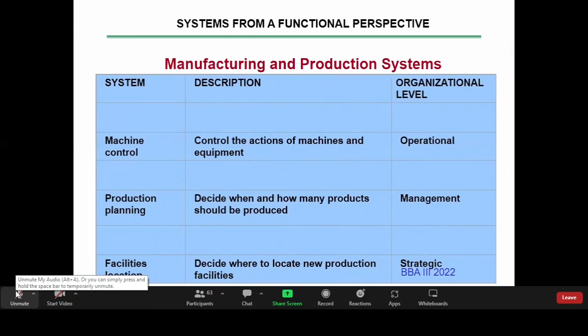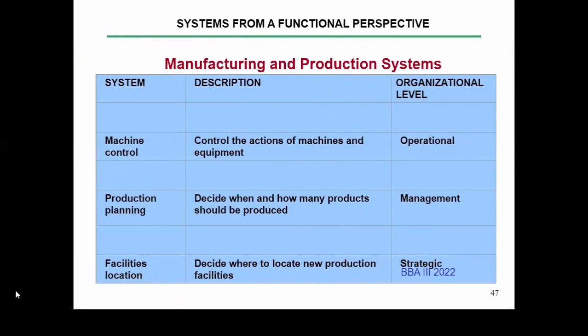Oh, look at, for example, machine control and facilities location, where under machine control, you're looking at the actions of machines and equipment that is mainly done at operational level. Production planning, when and how many products should be produced, that is at management level. Then where are we going to locate a particular facility? That is mainly at the strategic level.